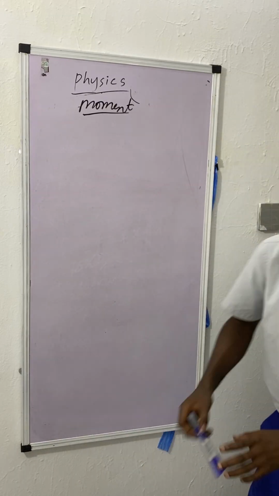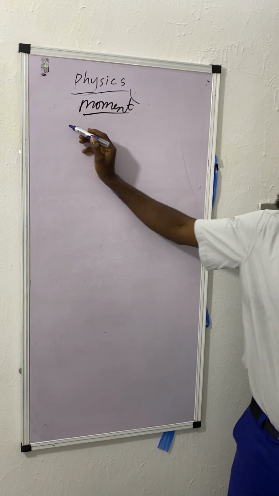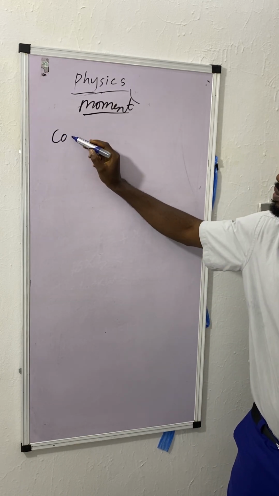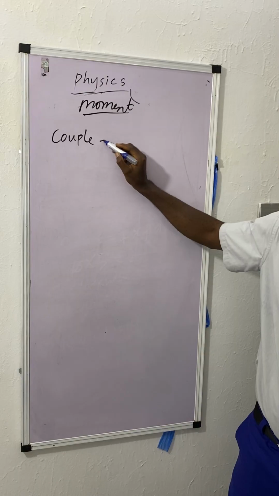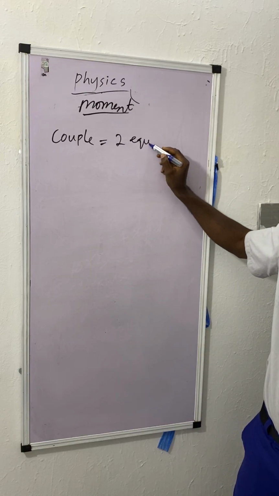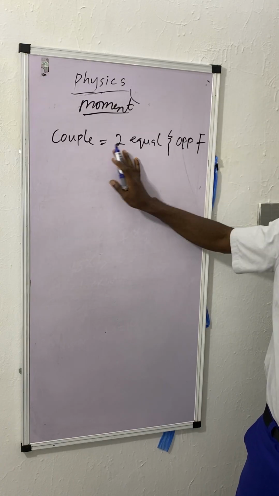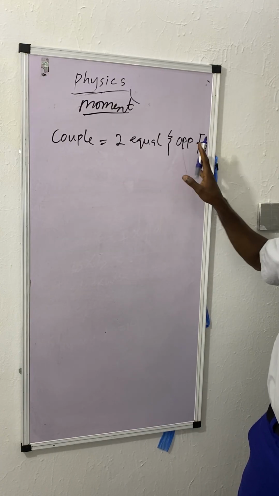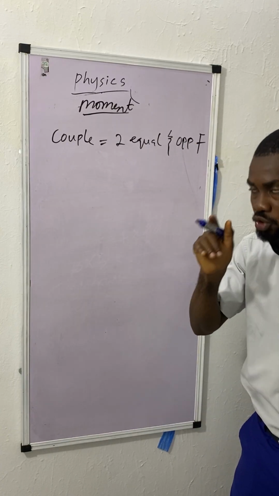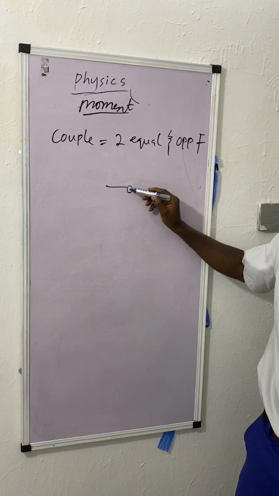Okay, couple and torque. So a couple is two equal and opposite forces. For example, let me show you. This is a tap head. Tap where you fetch water. This is the tap head.